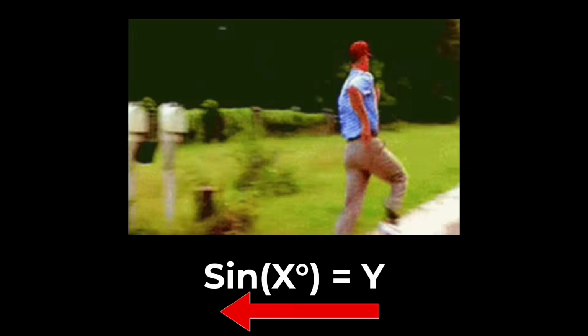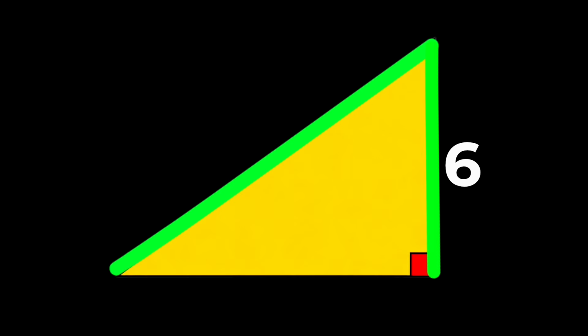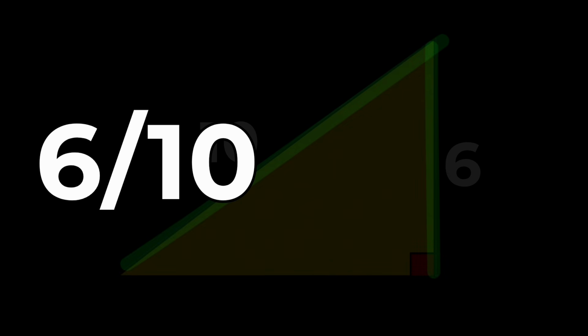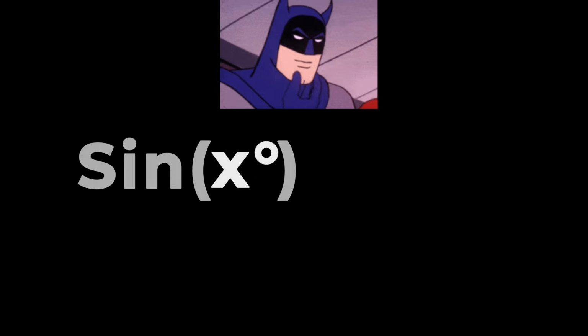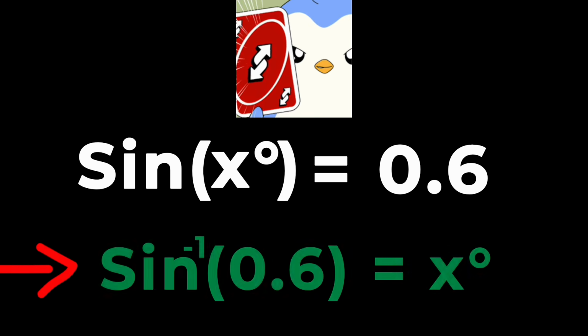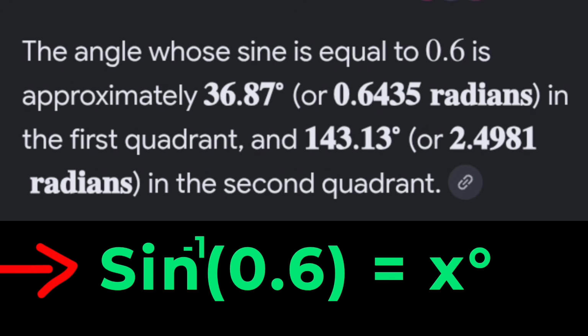Now work backward. The opposite side equals 6. The hypotenuse equals 10. 6 divided by 10 equals 0.6. Now ask a different question. Which angle has sine equal to 0.6? Apply inverse sine. The answer is approximately 36.9 degrees.